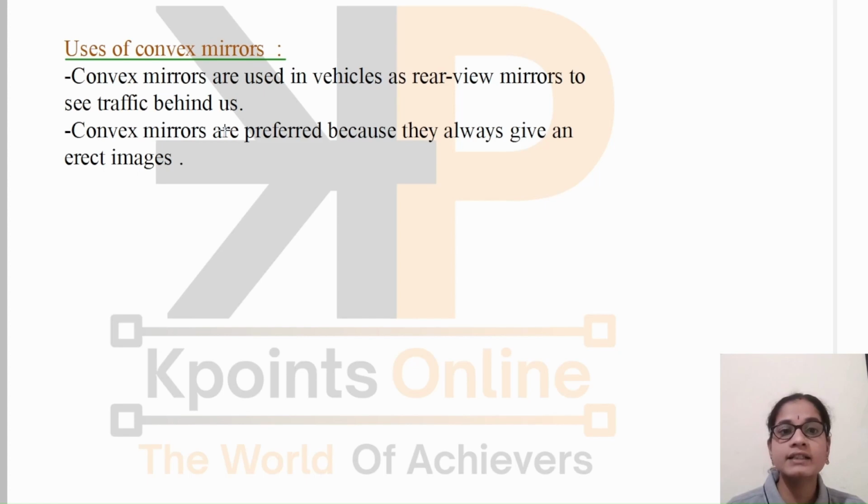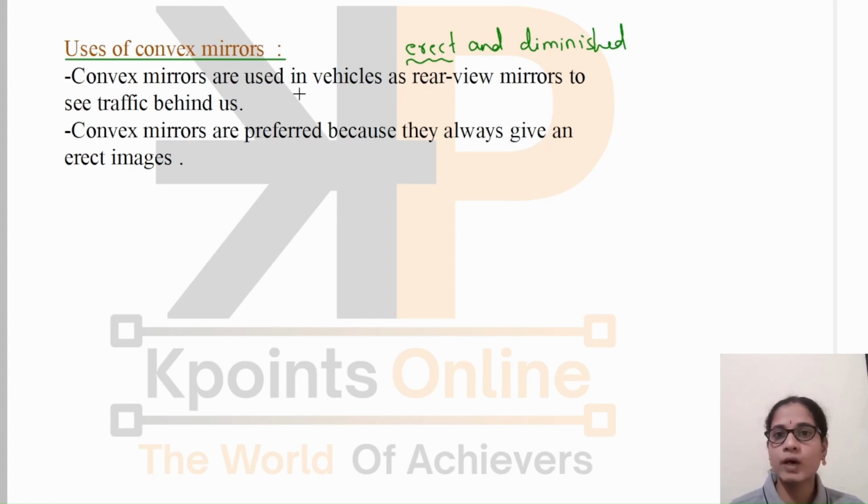We have studied that the image formed by a convex mirror is erect and diminished. While driving vehicles, we know that two mirrors are fixed on both sides of the vehicle. What is the need of fixing only the convex mirror there? Because it forms an erect image, and also, in order to see a wider field of view, we need the convex mirrors there.